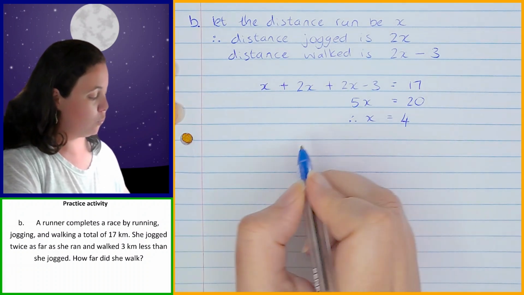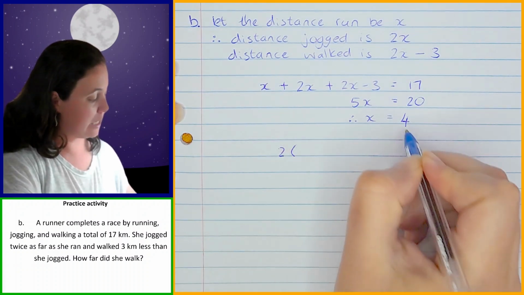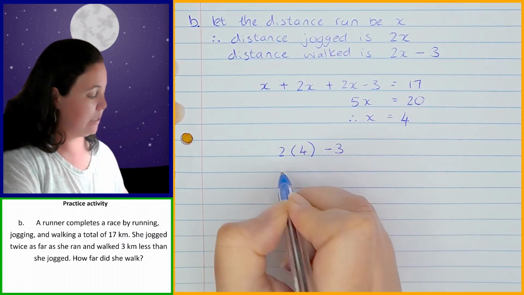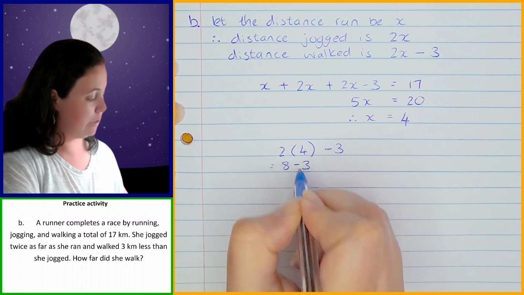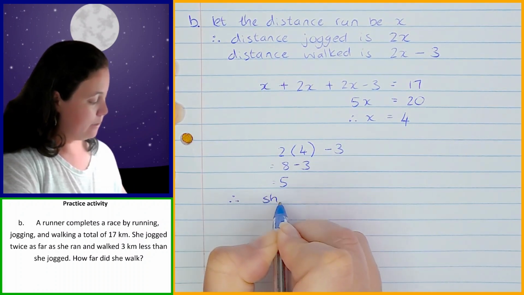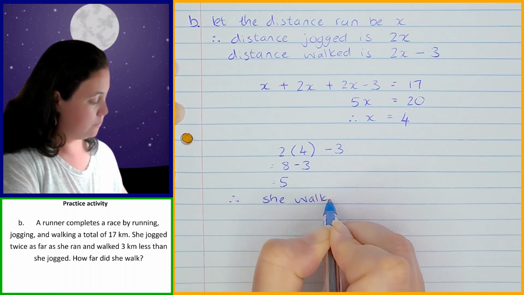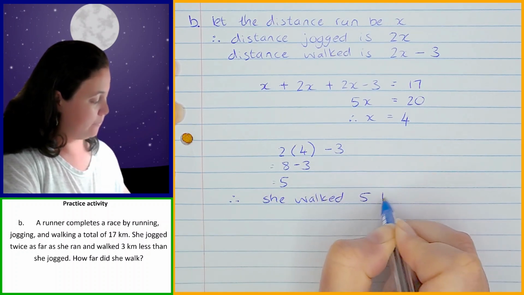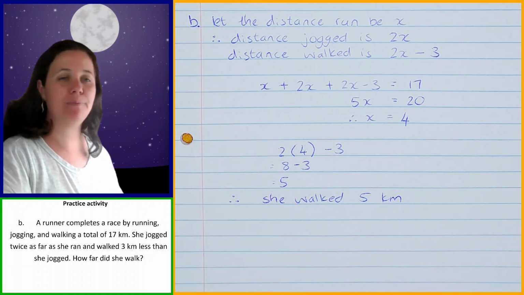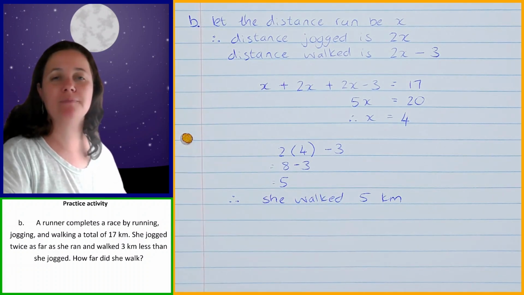So the distance that she walked is going to be 2 times 4 minus 3, because it's 2x minus 3. So that gives us 8 minus 3, which is 5. So therefore, she walked 5 kilometers. And that's what you should have got for question B. Okay, now let's go on to the next one.